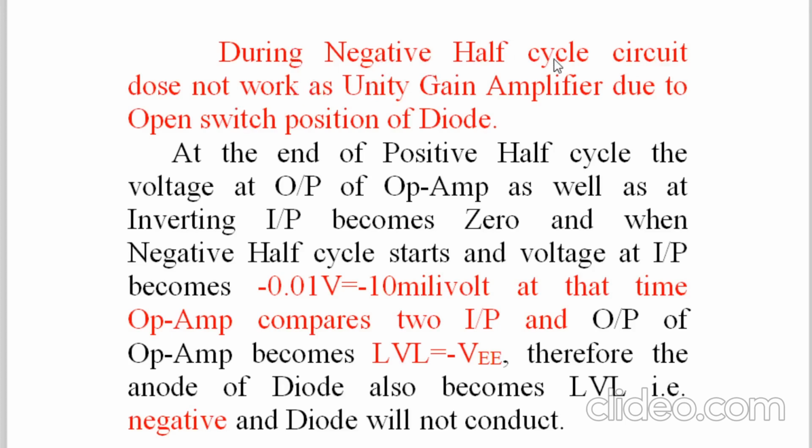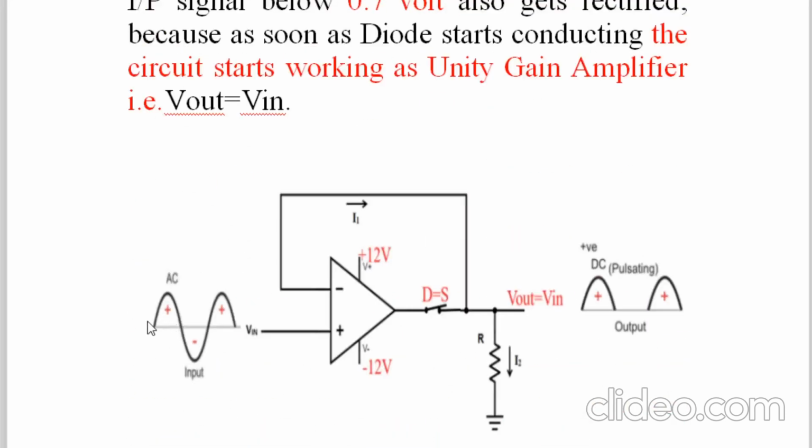During negative half cycle, the circuit does not work as a unity gain amplifier due to the open switch position of the diode, because you will understand now, during negative half cycle the diode will behave as an open switch. Now how to understand that, let us see here. The entire positive half cycle is over. At the end of the positive half cycle, the voltage is decreasing from Vp. Suppose Vp is 1 volt. From 1 volt it is decreasing, coming to 0.9, 0.8, 0.7, like that it will come to 0 volt. Now at the end of the positive half cycle, the voltage will become 0 volt.